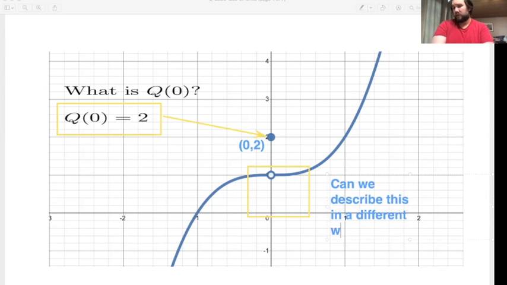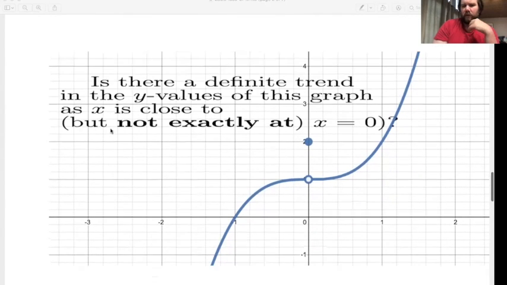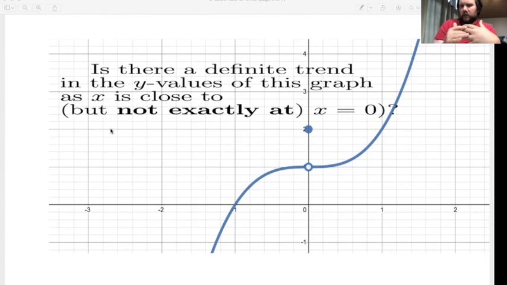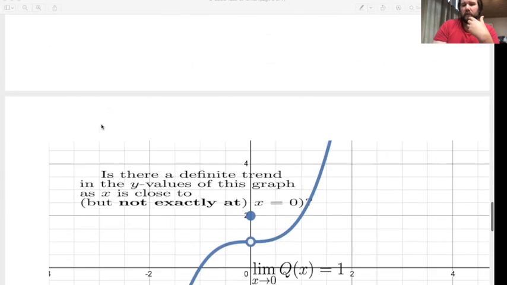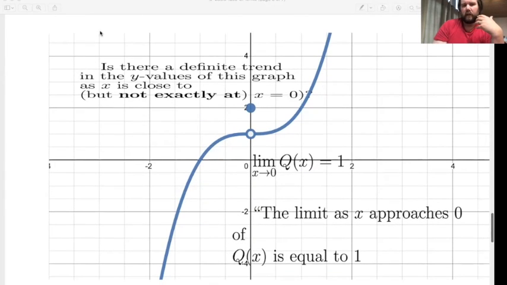We can't say q of 0 is equal to 1. That's not true. But we definitely noticed a trend in the y values as x was close to x equals 0. As x was really close to x equals 0, y got really close to y equals 1. We noticed this trend and we would like to describe this trend now. So what we say is the limit as x approaches 0 of q of x is equal to 1. To describe this behavior that we saw, the way we write that in symbols is like this.